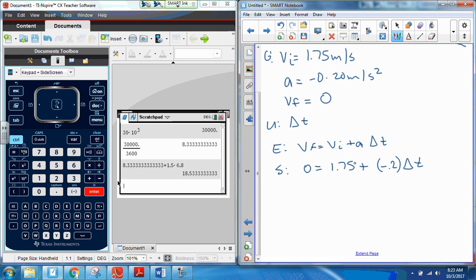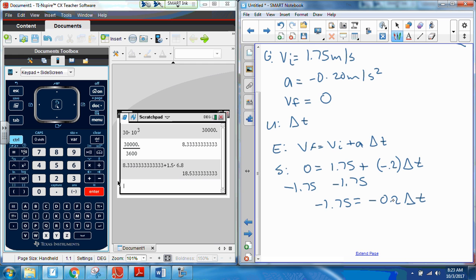Okay, so what is this 1.75 doing to the delta t? Is it adding, subtracting, multiplying? This 1.75 here, it's adding. So the opposite of addition is subtraction. So minus 1.75 on both sides. I got minus 1.75. Ooh, that's a... 1.75 is equal to negative 0.2 delta t.